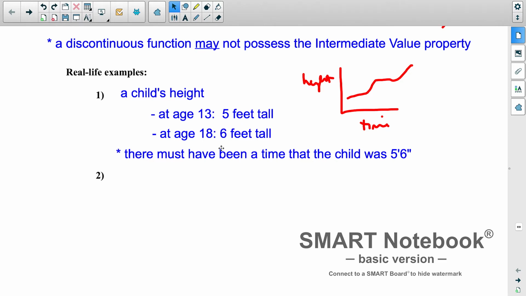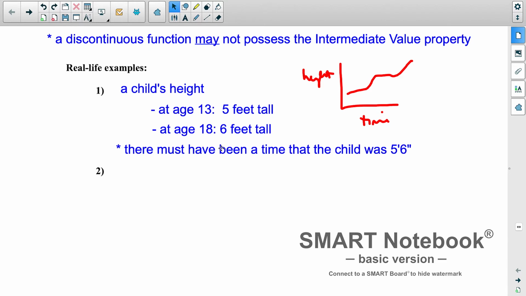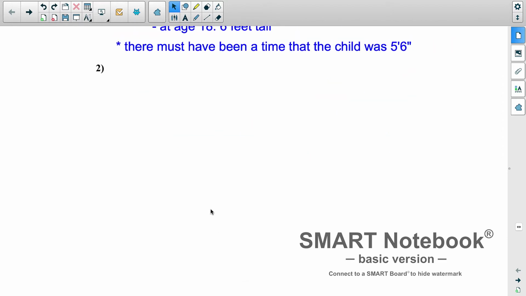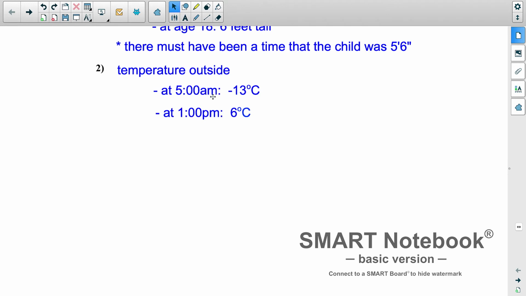It's kind of common sense. Of course, someone can't just skip over heights. But I think when you use the real life example, it helps you understand what we're talking about here. So here's another real life example: temperature outside. Let's say at 5 o'clock in the morning, it's -13. Oh, I think I meant to put -3. That's -13 degrees Celsius. Wow, that's really cold.